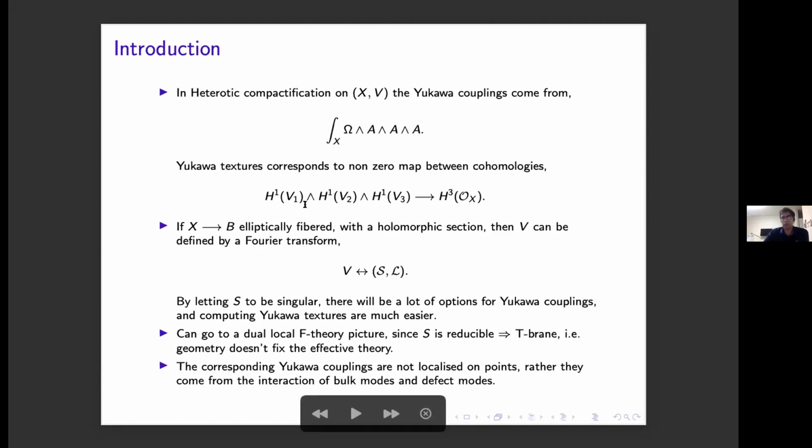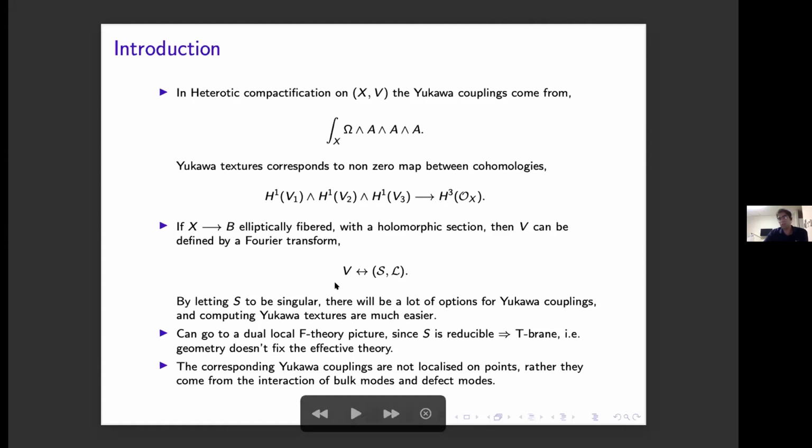And to see whether the Yukawa couplings are actually zero or not, we should check the following maps between the cohomologies. For example, here, the H1 of V corresponds to the fluctuations of the background gauge field, and H3 of O_X is just the holomorphic top form. So to check whether these maps are actually non-zero or not is a hard calculation in general. But it is known that most of the Calabi-Yau threefolds constructed so far are actually elliptically fibered. And over such manifolds, we can use a Fourier transform to define a vector bundle.